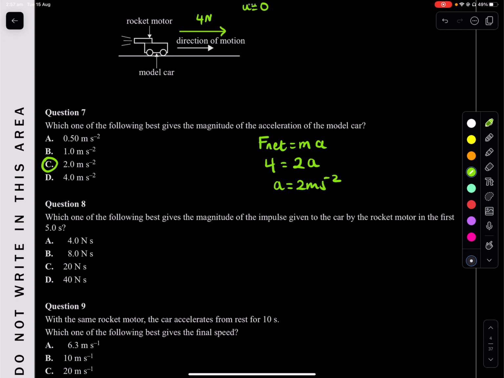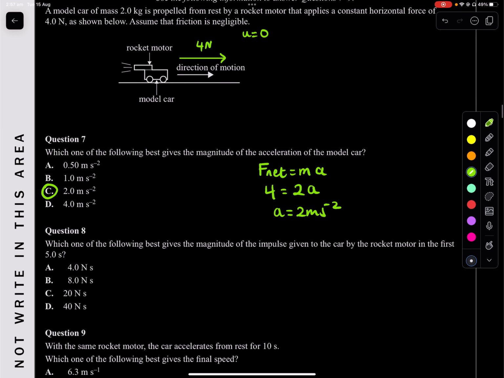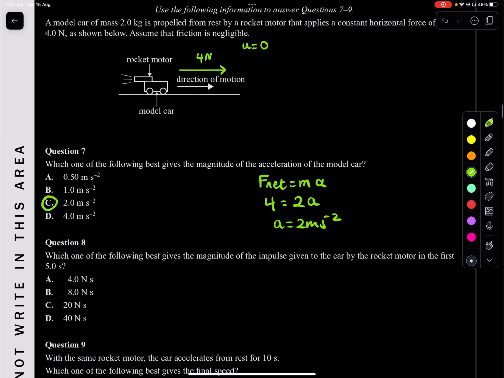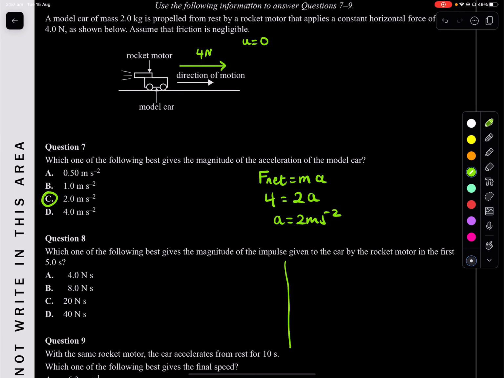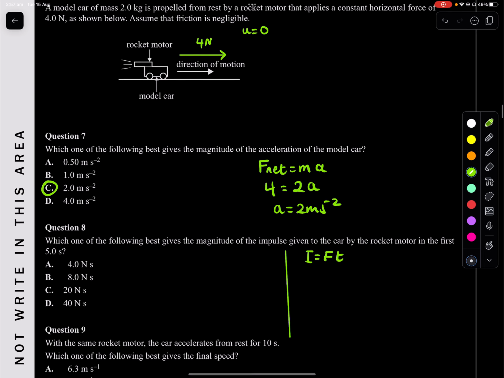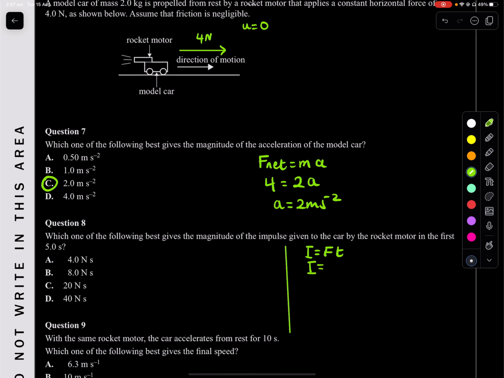Which of the following best gives the magnitude of the impulse given to the car by the rocket motor in the first 5 seconds? There are actually 2 ways I would do this question. There is this basic formula, impulse is equal to Ft. Your force here, because it's constant, is just 4, and we multiply it by the time. Our time here is 5 seconds, which gives 20. That's your impulse, 20 newton seconds, which would be C as your answer. But there's another way to do it.